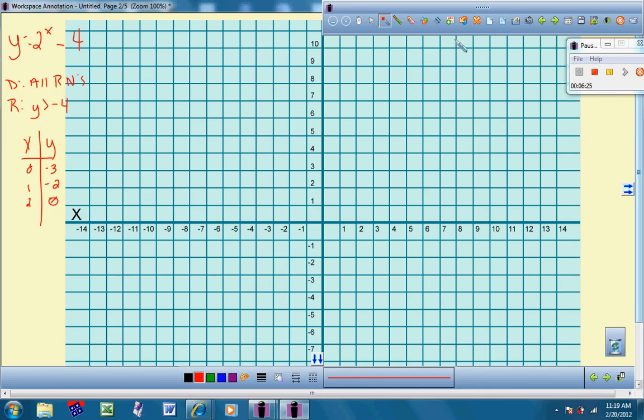Alright, let's go ahead and graph. So we have 0 down to negative 3, 1 to negative 2, and then 2, 0. You can see your curve, and draw your exponential growth.